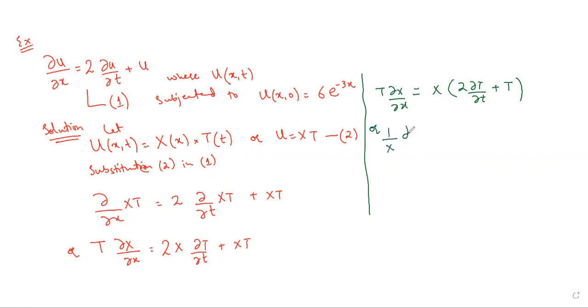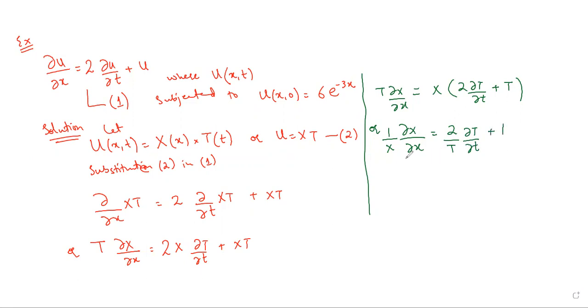Sorry, this will not be the differential operator d only. So basically, this is the partial derivative of X with respect to x, equal to this capital T, which can also be transferred to the right hand side. So you can write it as 2 divided by T, the partial derivative of T with respect to t, plus T divided by T, which can be written as equal to 1.